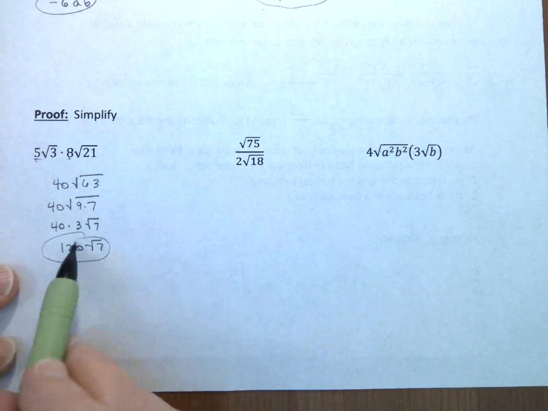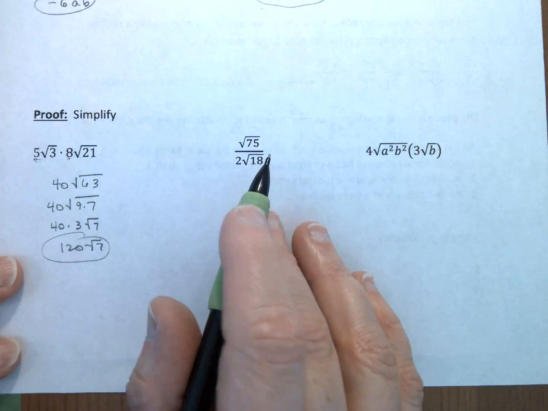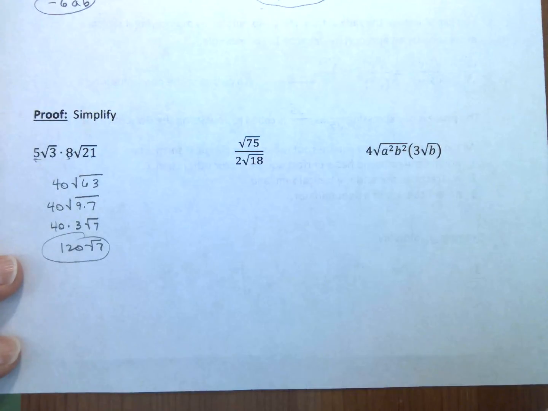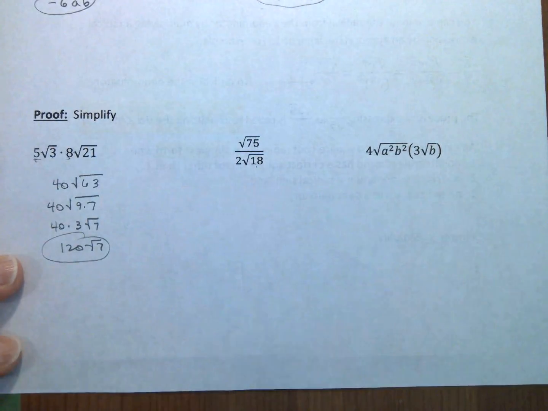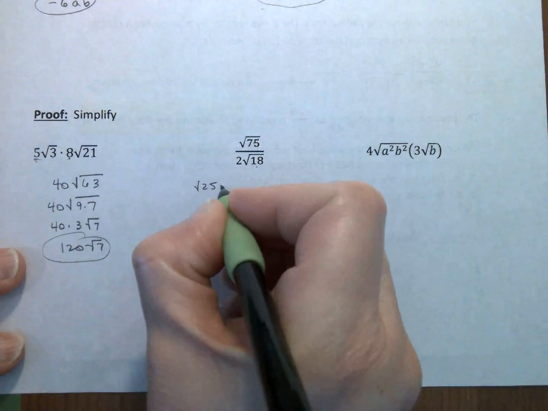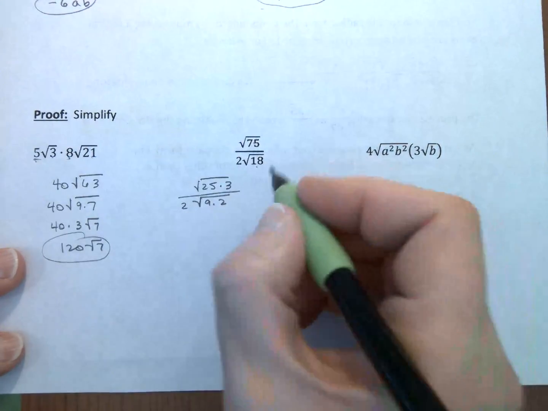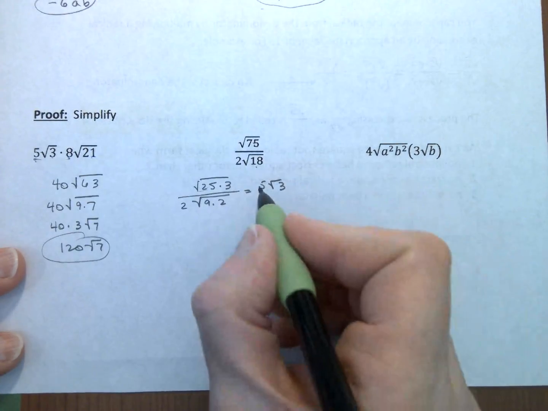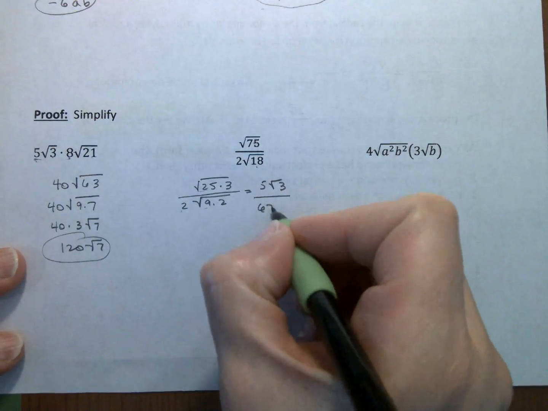Here I have a fraction, and I want to see if I can simplify these fractions at all. 75 and 18 don't have any common factors, so I can't simplify them that way. However, I can simplify the radicals themselves. So 75 is the same as 25 times 3. And 18 is the same as 9 times 2. So the square root of 25 is 5, 5 square root of 3 on the top. On the bottom, square root of 9 is 3. 3 times 2 is 6, so 6 square root of 2.